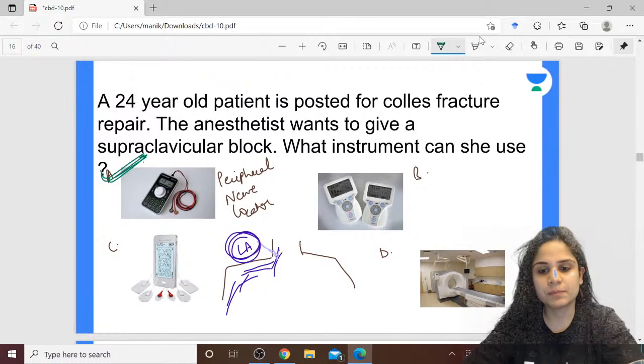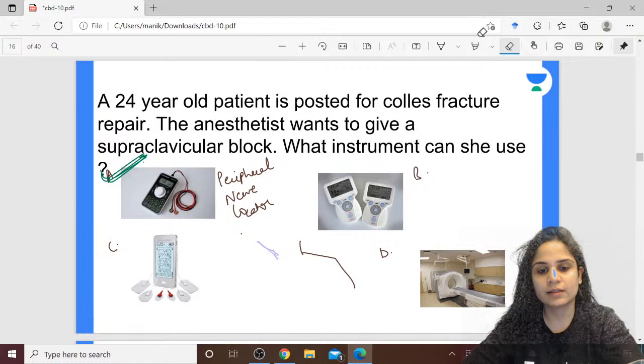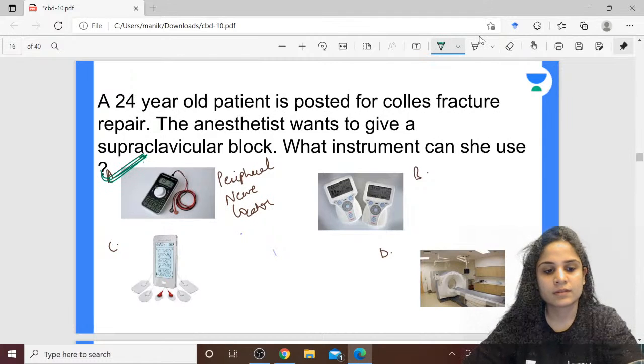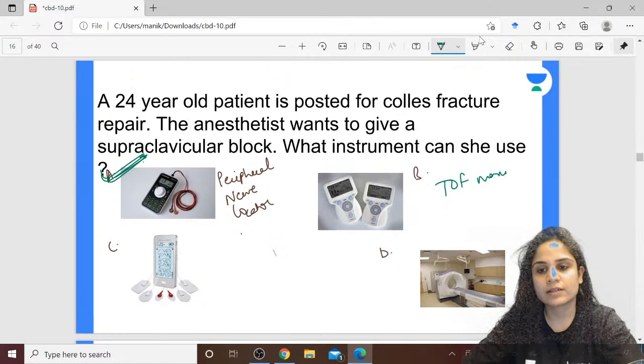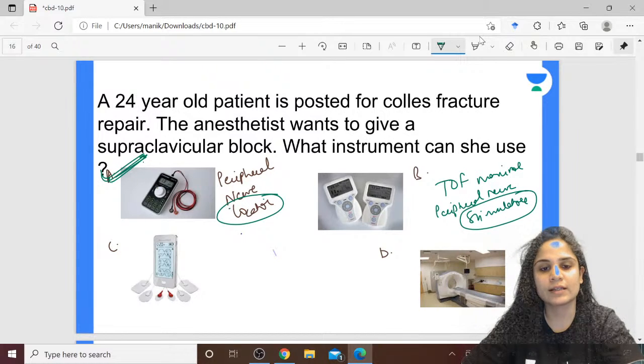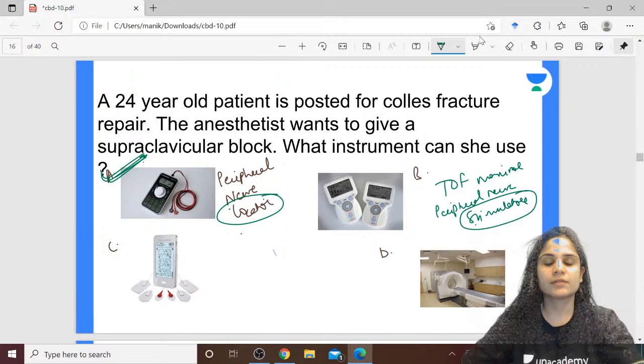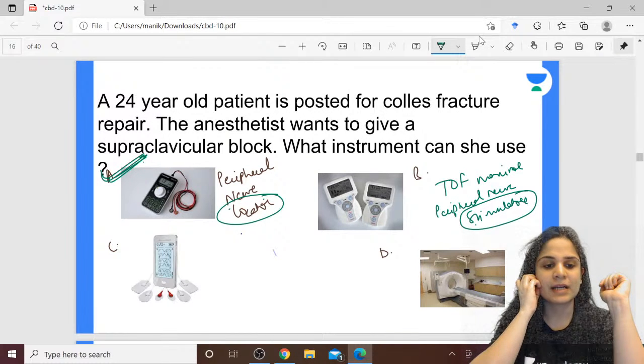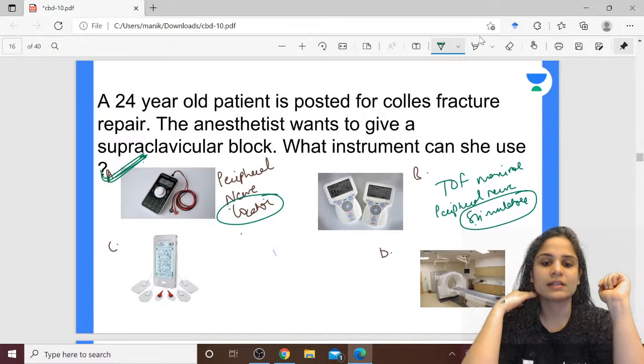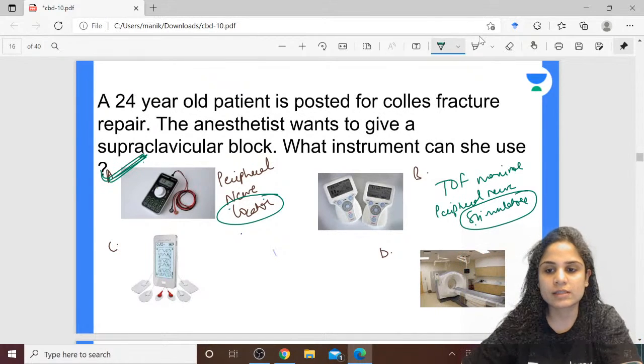Now, what is option B, C and D? Anyone? Any idea what is option B, C and D? Since we have discussed option A, D though you all must have seen in the hospitals. Yes, good, Manoj. So option B is a train of four monitor, also called a peripheral nerve stimulator. So how is a peripheral nerve stimulator different from a peripheral nerve locator? Locator will help you to locate nerves. Stimulator will check whether the action of the muscle paralysis agents, your neuromuscular blocking agent, is over or not. It is also called the TOF monitor.